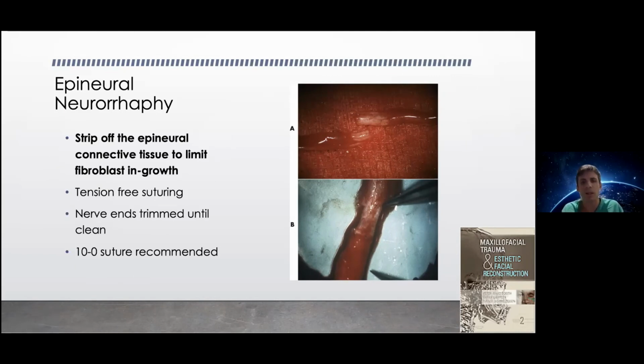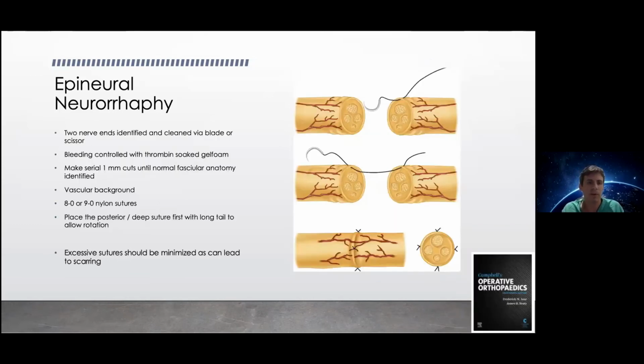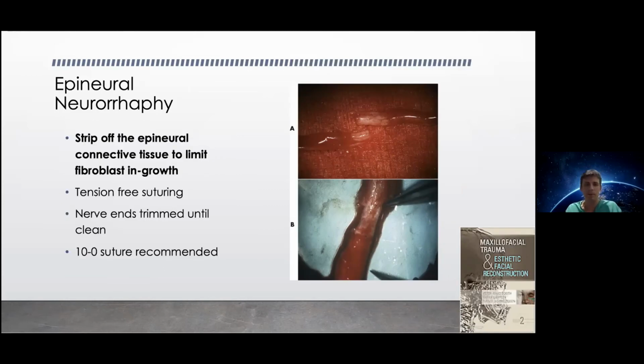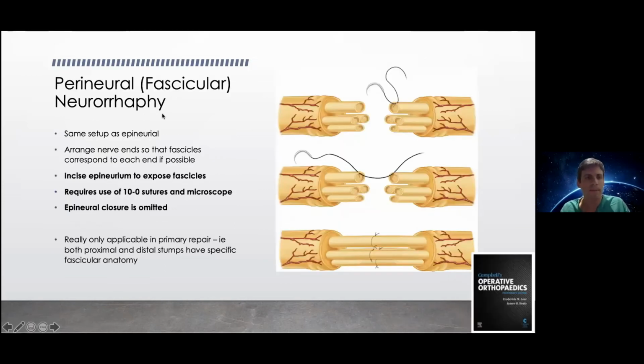A little bit interesting. They do recommend using the microscope. We always use the microscope, and if you're using epineurial repair, 8.0, 9.0 is fine, but you can use 10.0. For fascicular repair or perineurial repair, you really have to use 10.0 sutures. You have to use the microscope, and you don't do the epineurial closure on top of it. This is only relevant if you're reconnecting a large transected nerve in a clean transection, probably.